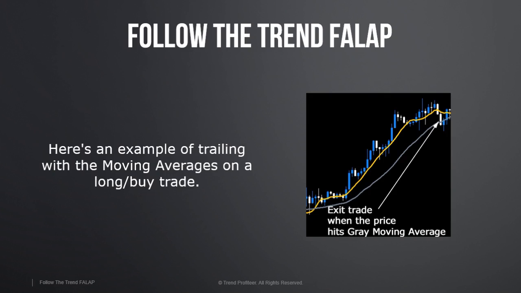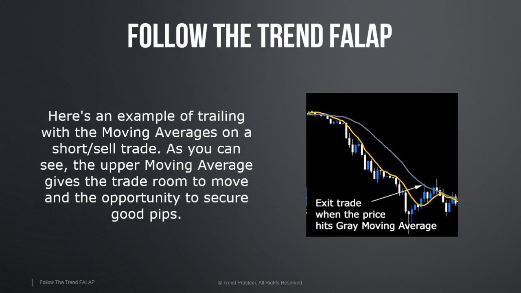So here's an example of trailing with the moving averages on a long buy trade. In this case, you would have exited the trade when price came below the gray moving average, which is the slow moving average.